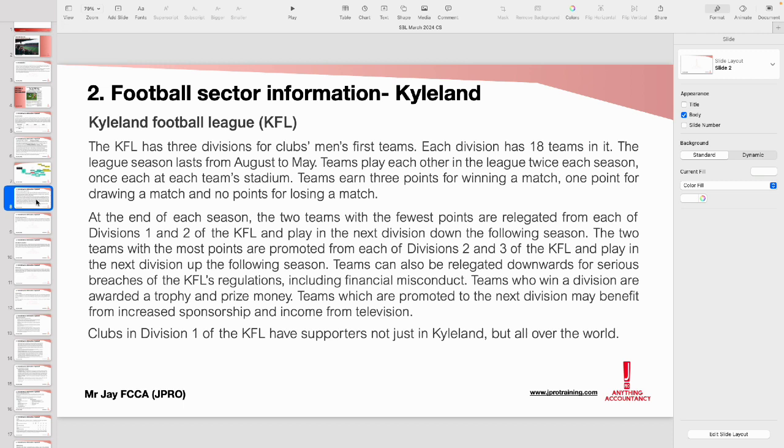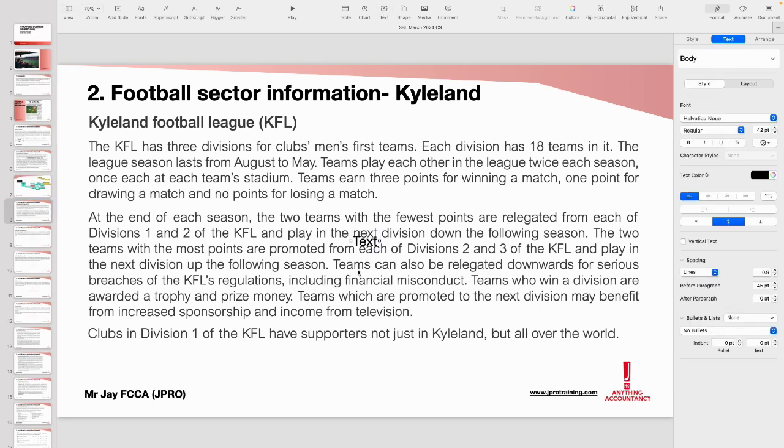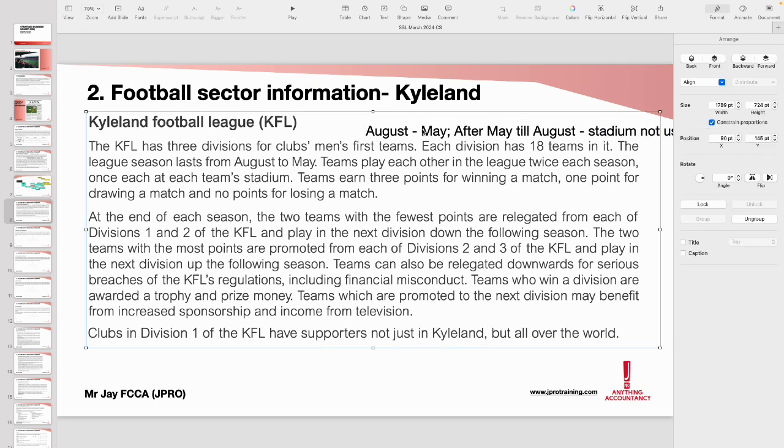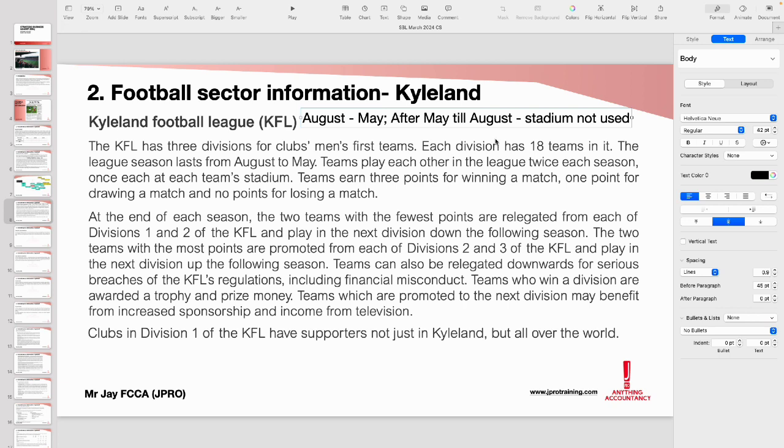Now, KFL has 3 divisions for clubs, men's first team. Okay, each division has 18 teams in it. The league season lasts from August to May. This is kind of important because you have some information here that there is a period of August to May, which kind of means after May till August, stadiums not used. Okay, so there is some free time there.